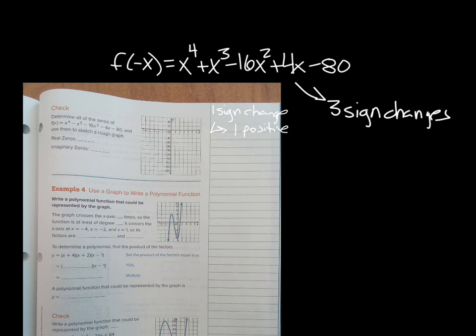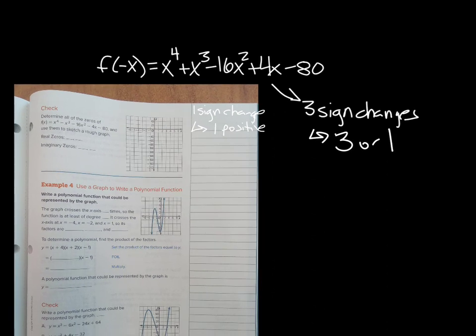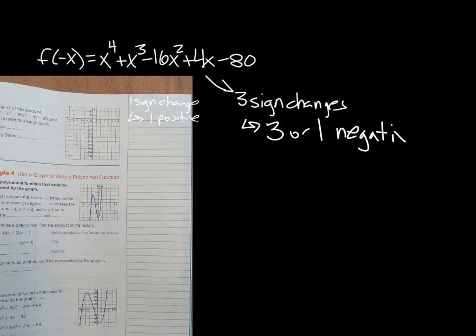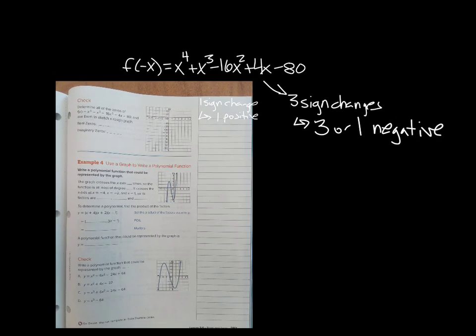So then what's that tell us for our negatives? It's 3 negative, or, you always subtract by 2. 1. So 3 or 1 negative. So is this okay with everyone? Because again, if you can do this, then basically you can do the whole chapter. So 3 or 1 negative. Is that okay?